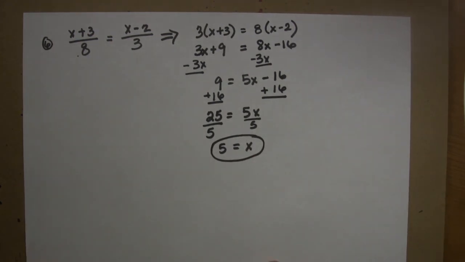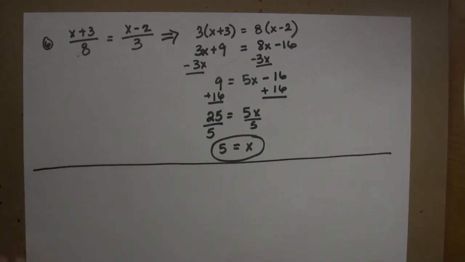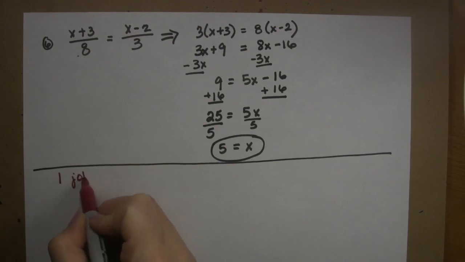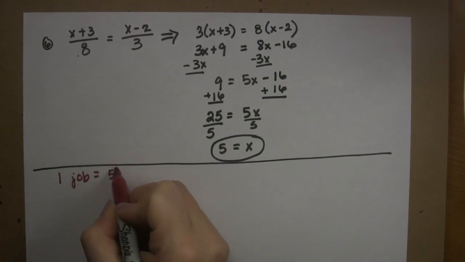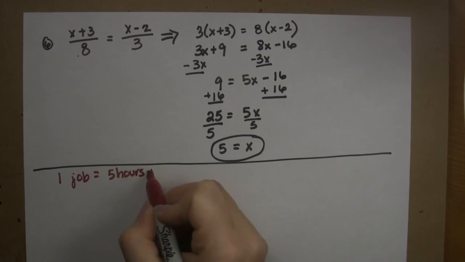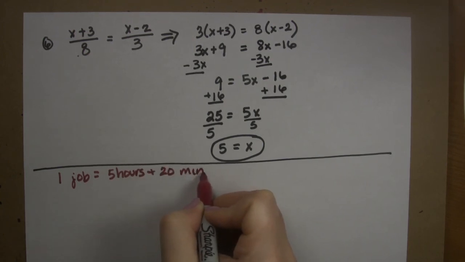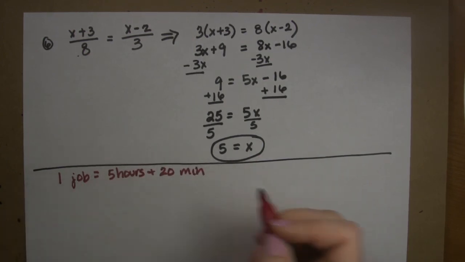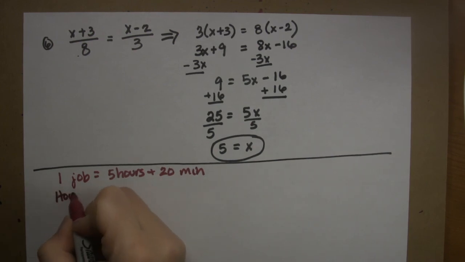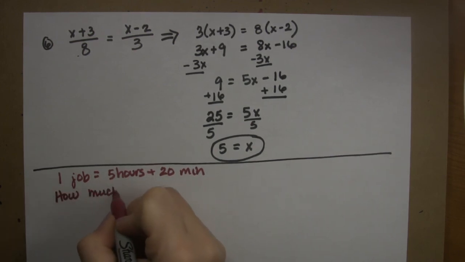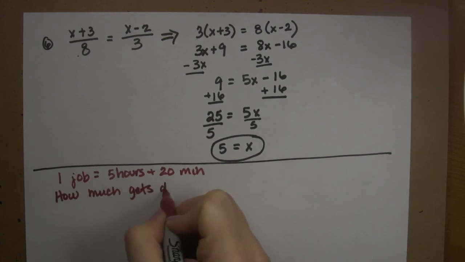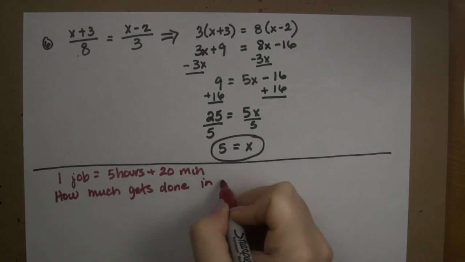So there we go. All right, so now the last question, number 7, is going to require a little bit of thinking about things. I think you can handle it though. It says that we have one job, and that takes 5 hours and 20 minutes. Okay, how much of the job gets accomplished in just 1 hour? How much gets done in 1 hour?